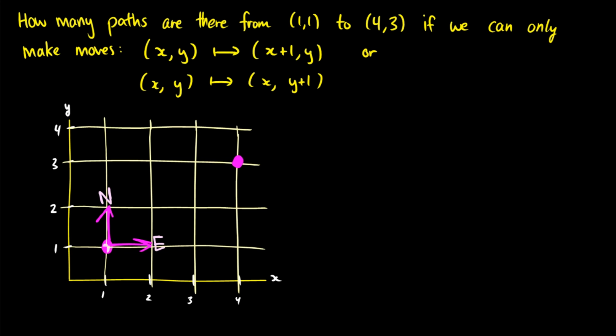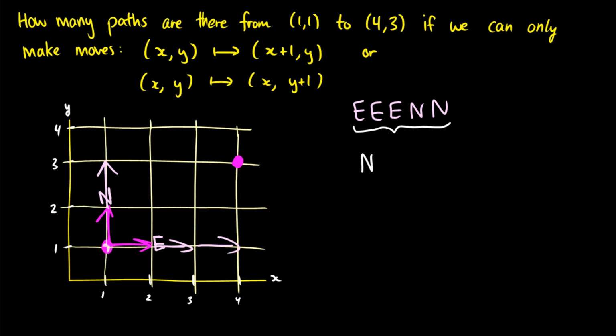Okay, so what do we have to do to get from 1, 1 to 4, 3? Well, we need to move right a total of 3 times. So we need to give ourselves 3 east movements. And we need to go up 2 times sometime in our walk. So we need to give ourselves 2 north movements. Okay, so however we can jumble these up, we can get a path from 1, 1 to 4, 3. And we can show this on the grid. So let's actually do this example.